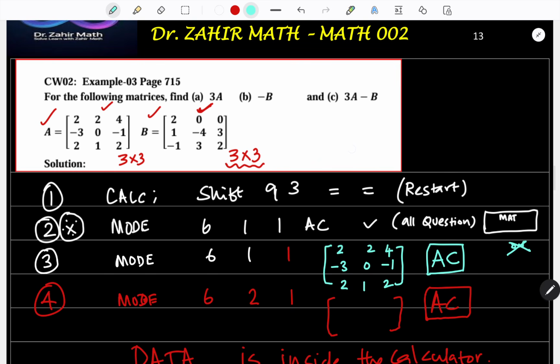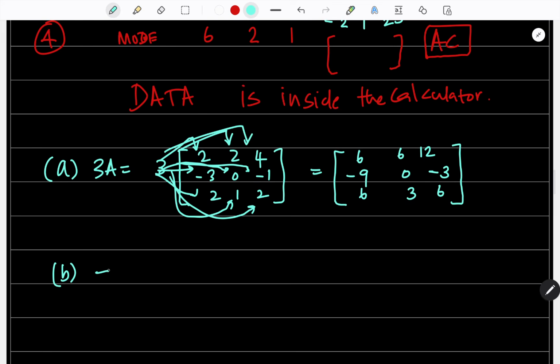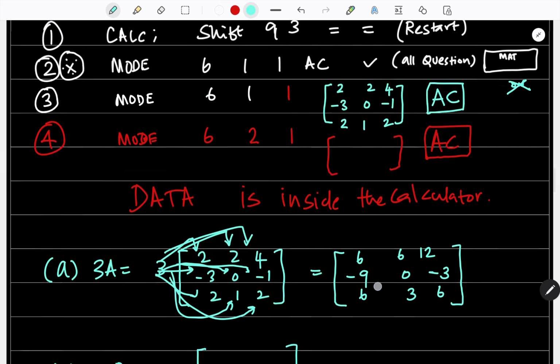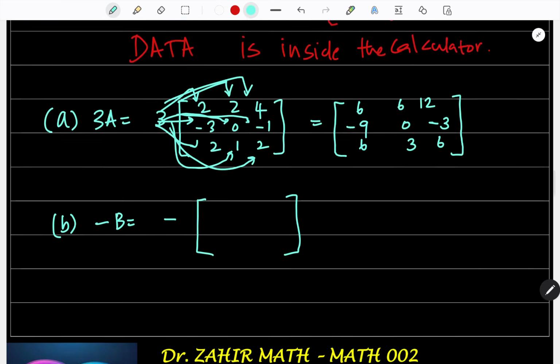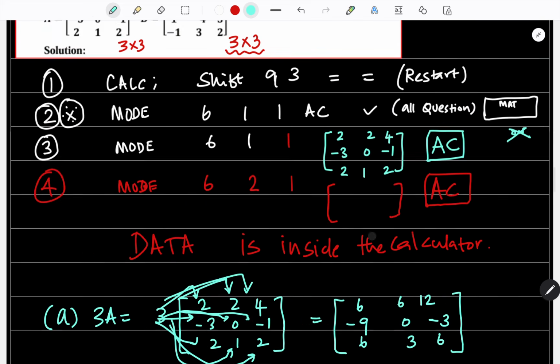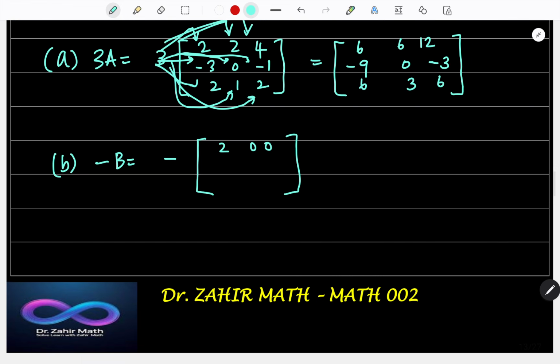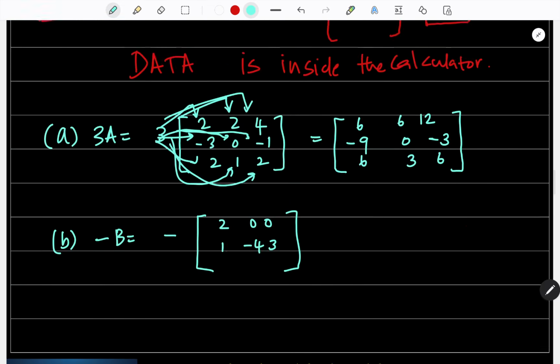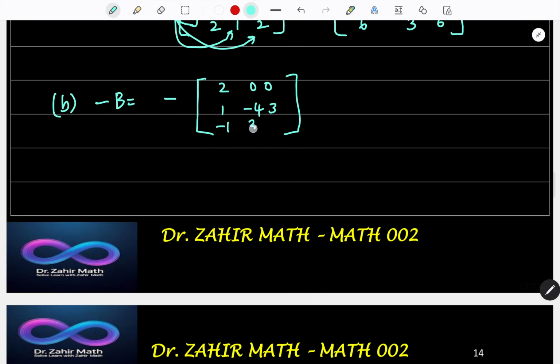What is your B question? Minus B. So we are asking for minus B. So put the minus outside and then B. What is your B? 2, 0, 0. And then 1, minus 4, 3. The next is minus 1, 3, 2.